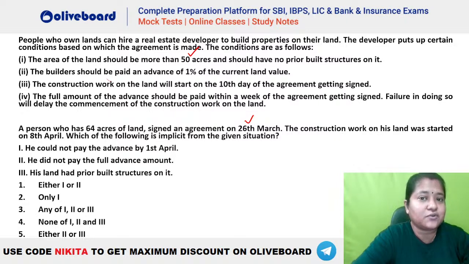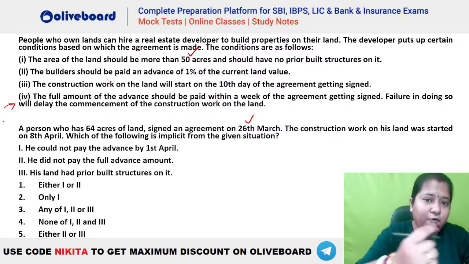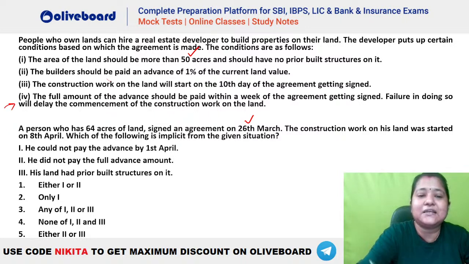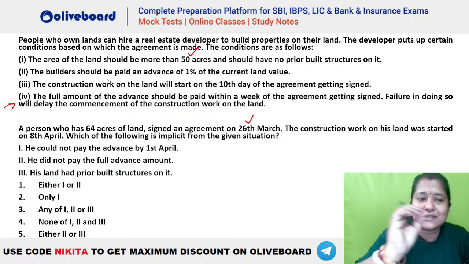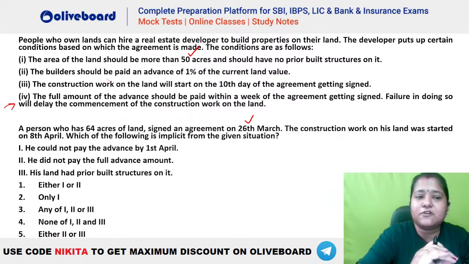What is the total duration, guys? You can see 26th to 8th April will be more than 10 days, isn't it? That means there has been a delay in the construction. That means there is a problem with the fourth point here, because the fourth point is mentioning the delay in the commencement of construction work. If 1, 2 or 3 was not being fulfilled, there would have been no construction. But if the construction has started and there is a delay, that means the full advance amount was not paid within a week's time from the signing of the agreement. That is the meaning here.